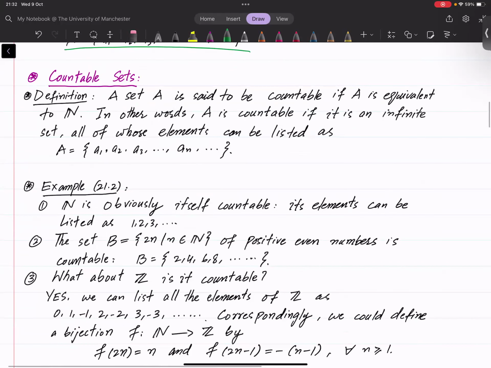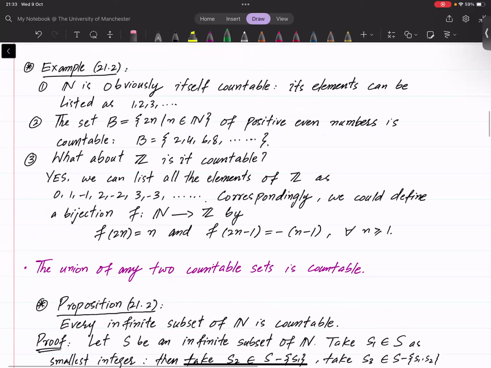A set A is said to be countable if A is equivalent to N. In other words, A is countable if it is an infinite set, all of whose elements can be listed as follows. Okay, so that's the definition for a countable set. Perfect. Now let's understand this more by Example 21.2.